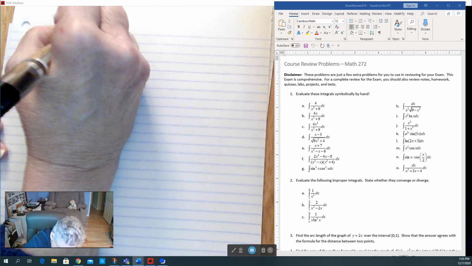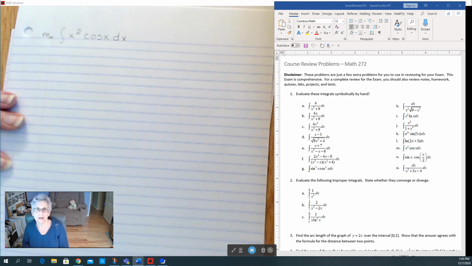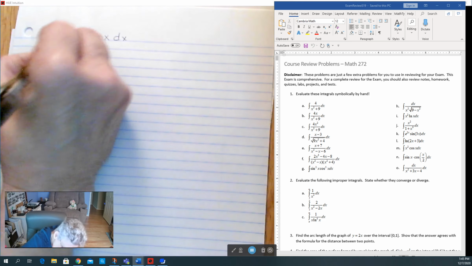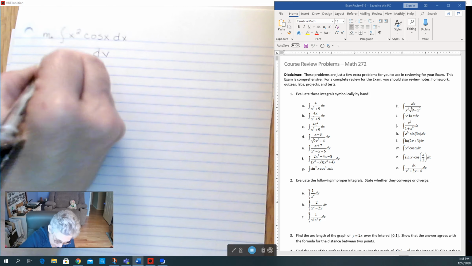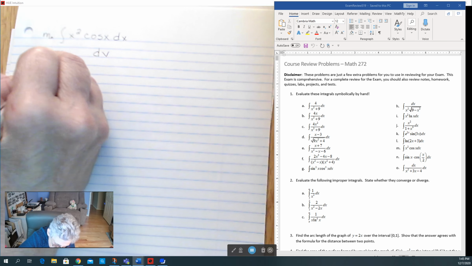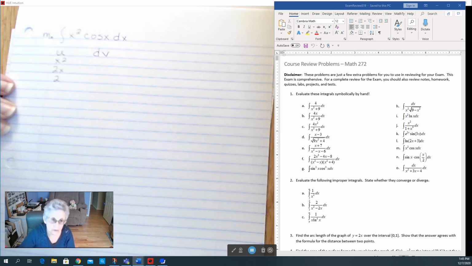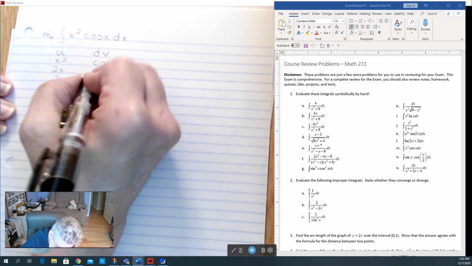x squared cosine x. Now, of course, you could just do integration by parts twice. It wouldn't be that bad. But if you had x to the 5th power there, you might not want to do it that many times. So I'm going to make a u and a dv. U is the thing that gets simpler every time you take the derivative. X squared, 2x, 2, you keep differentiating until you get a constant. dv, we start with cosine x.